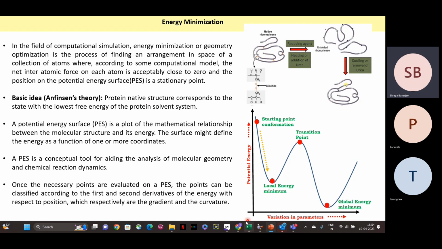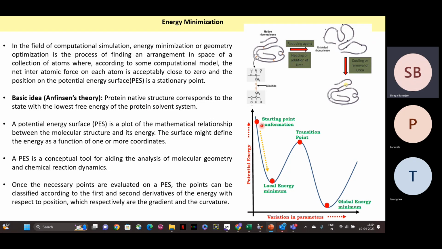Like you can see, this is a potential energy surface that is shown, where potential energy is on the y-axis, and these are called variation of parameters. These are the different parameters that vary when the protein is going from the unfolded state to the folded state, and that is represented on the x-axis. An unfolded state is generally very unstable.